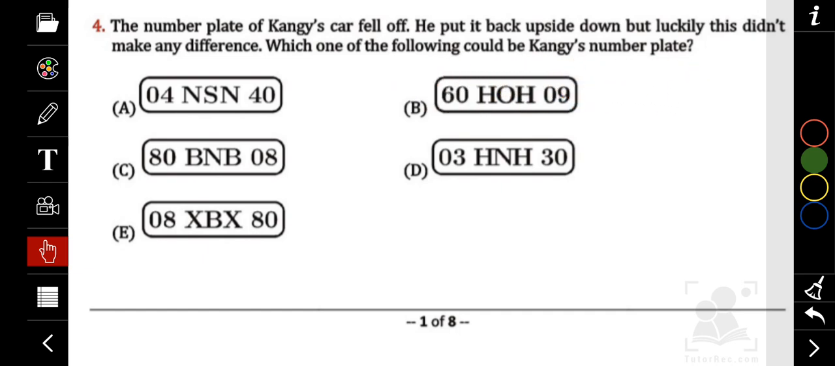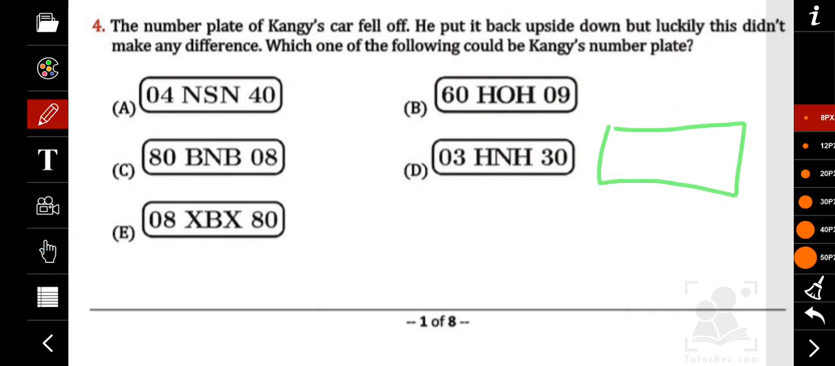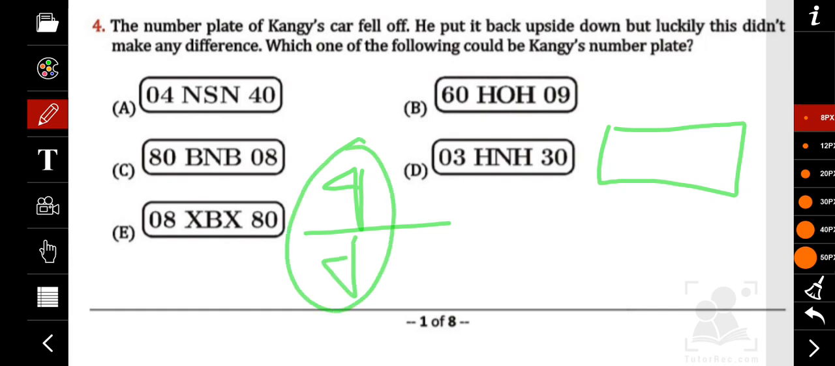When making the plate upside down, that makes no difference. We need to see which of these number plates could be an option. Starting from A, when we make 4 upside down, that would be looking something like this. So obviously that makes a difference. So this option may not be considered as our answer.